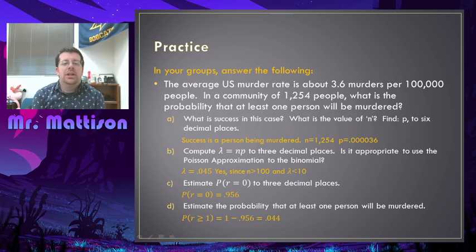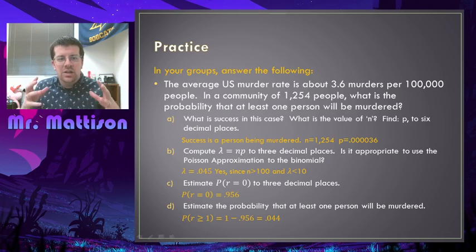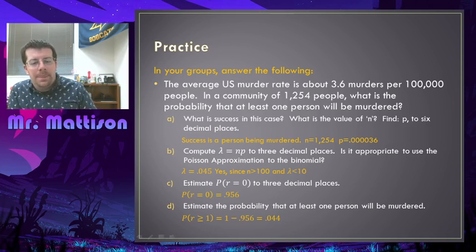So, is a Poisson distribution appropriate here? Yeah, right? Because when you compute lambda, lambda is 0.045, which is very, very low, and I have a very large sample size. This is an extremely rare case, so this is just what Poisson distributions are made for. They're made for these super rare cases. It's what they're the best at, right?